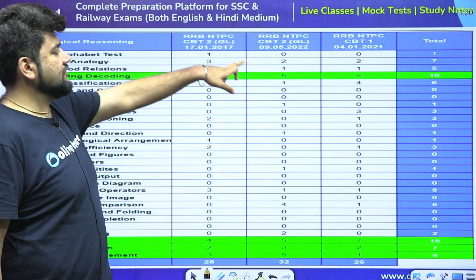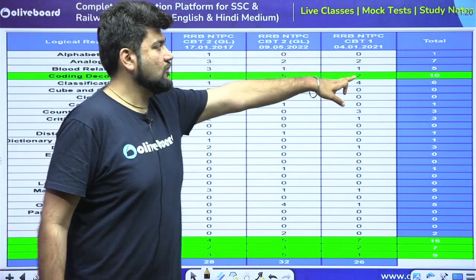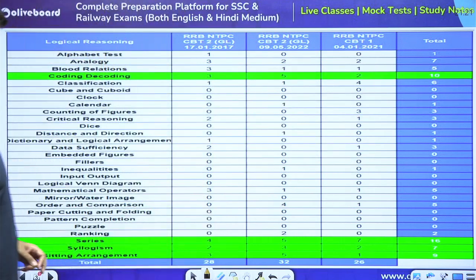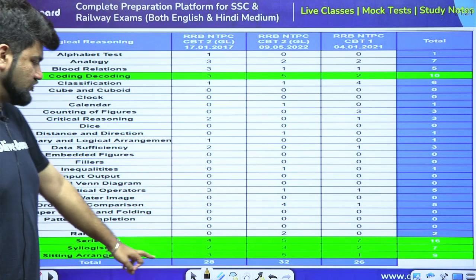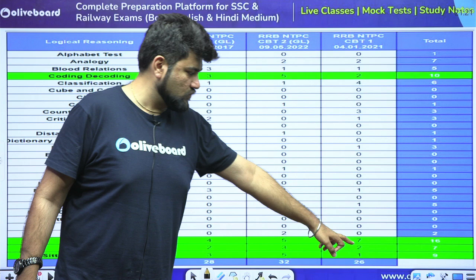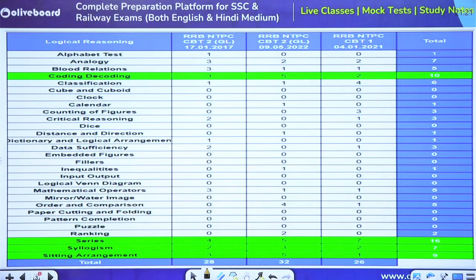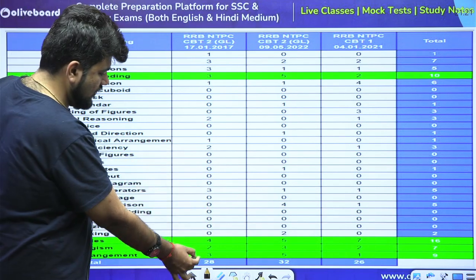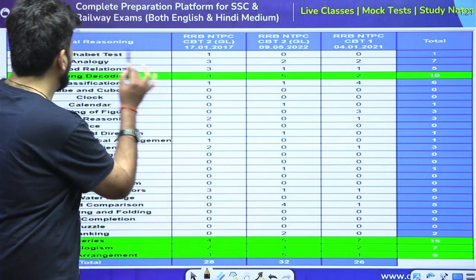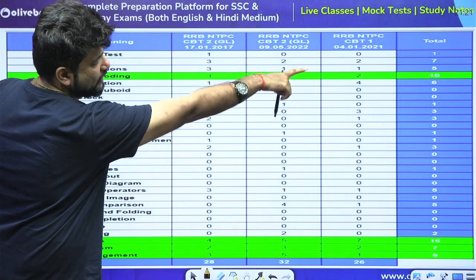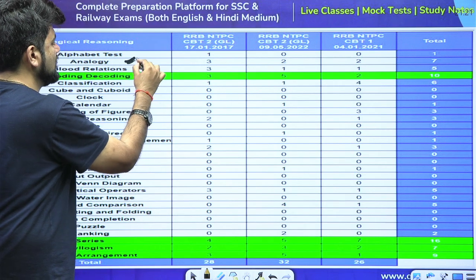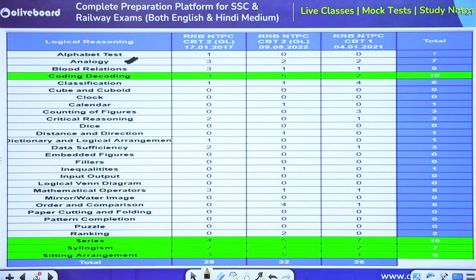3 questions in 2017, 5 questions in 2022, and 2 questions in 2021 CBT1. The third most important topic becomes sitting arrangement: 3 questions, 5 questions, 1 question in the different years. And there are actually 2 topics in the 4th position. So I have chosen syllogism here. Syllogism, there were 7 questions in all, 2, 3, 2, and analogy also 3, 2, 2. So analogy also is another topic which you can consider to be the 4th most important topic.